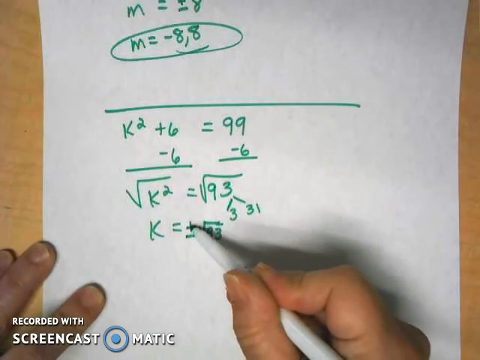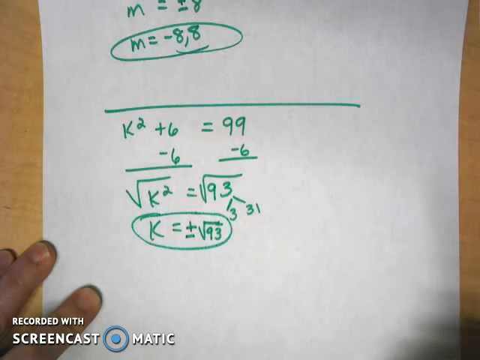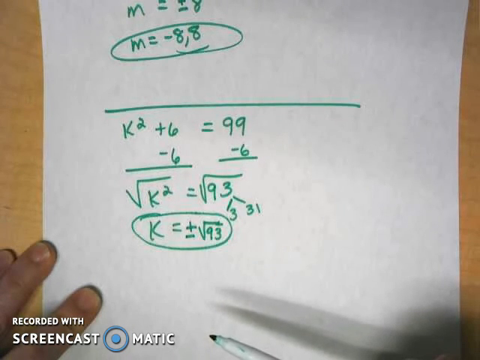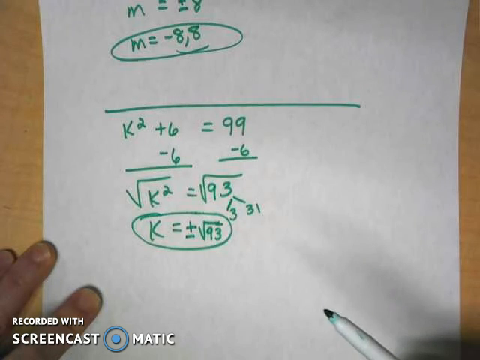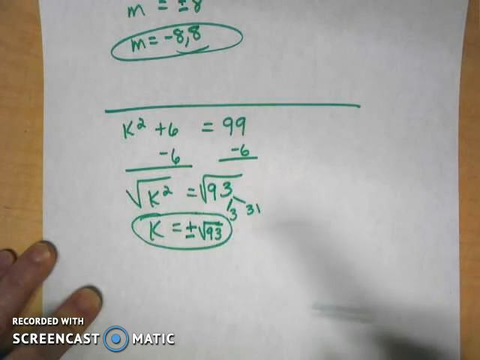The reason why I have to put positive and negative again is because there are two square roots of every square. So there's always a positive and a negative answer. So the two solutions are the positive and negative square root of 93.